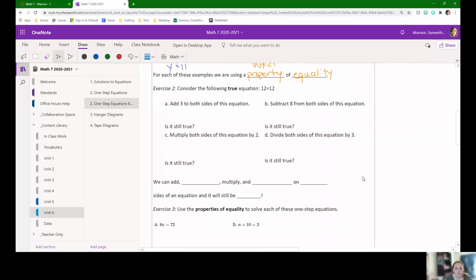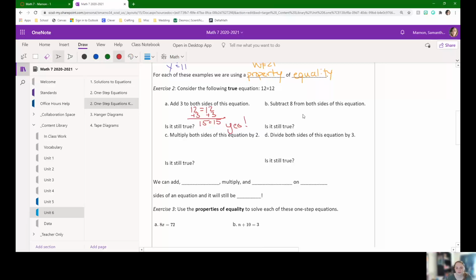So for exercise 2, consider the following true equation. So we know 12 equals 12. But now it's saying, okay, so now try these things. So try adding 3 to both sides. So if I have 12 equals 12, now I'm going to add 3 to both sides. We have 15 equals 15. Is it still true? Yes. So try parts B, C, and D on your own. I think you'll see that these go pretty quick and are pretty easy.